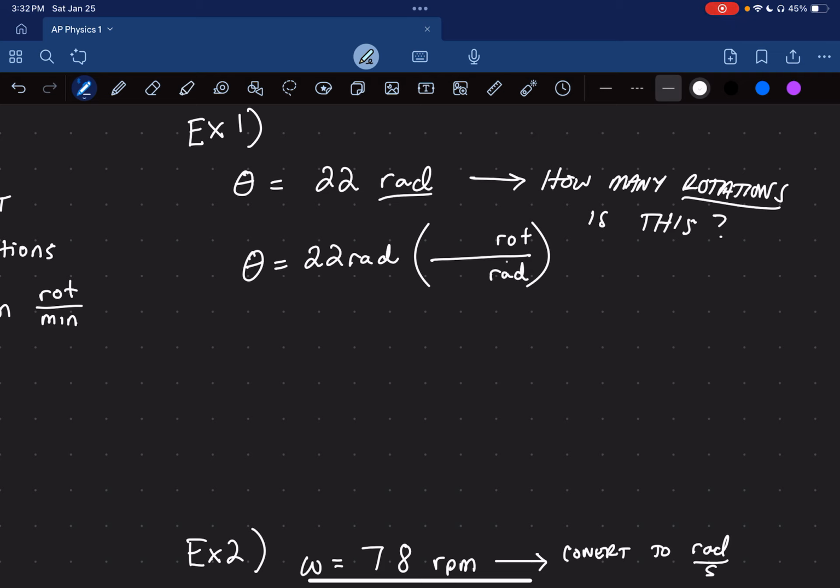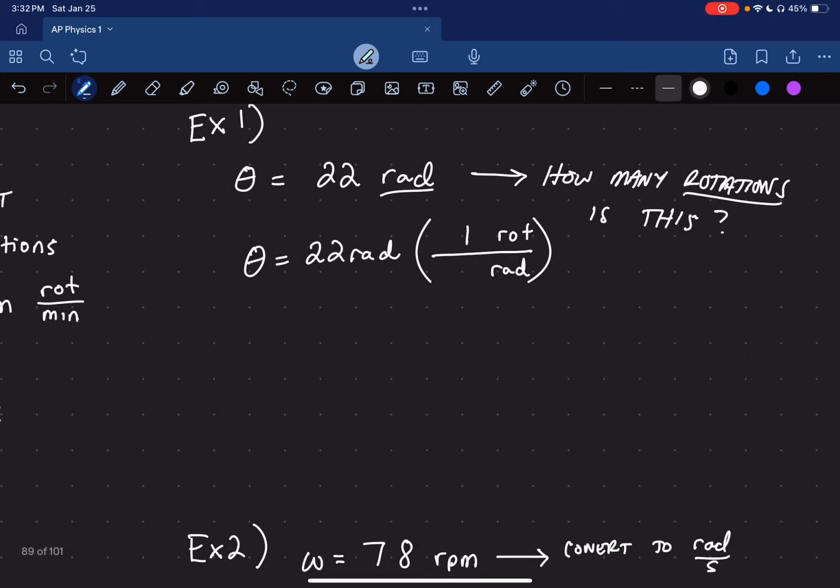So always start by putting the units first because we want to make sure radians goes on the bottom. Sometimes radians will go on top and rotations will go on the bottom. Okay, so it all depends on which way you're trying to convert. And then we remember our conversion factor. It's one rotation for 2 pi radians. 22 times 1 divided by 2 pi, or just 22 divided by 2 pi.